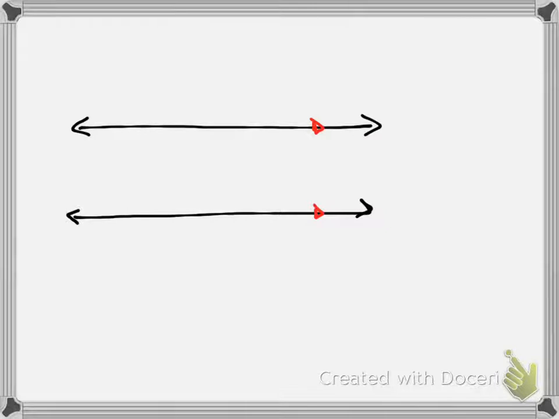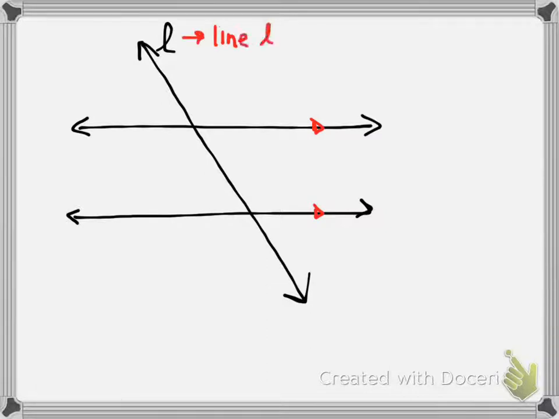But there wasn't just two lines, there was a third one. And if you notice, they labeled it with the letter L. So there's two ways to name lines. One is to come up with a lowercase cursive letter or italic letter, and that's called line L. The other way is to put 2 points on that line and label it by the points.